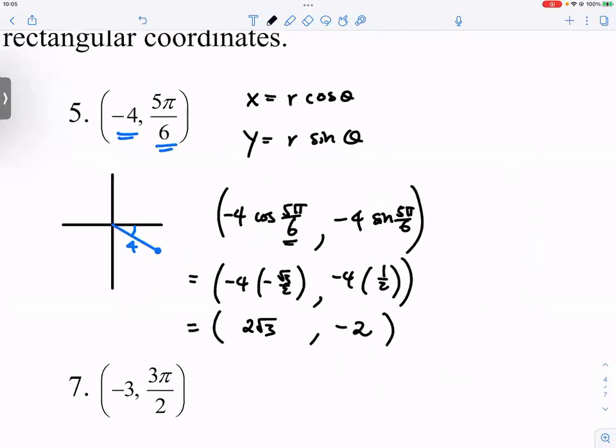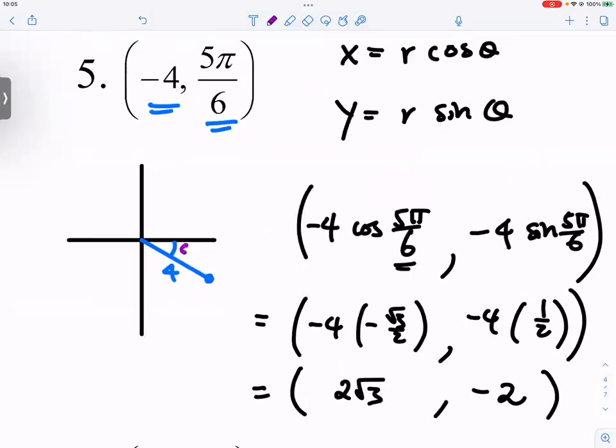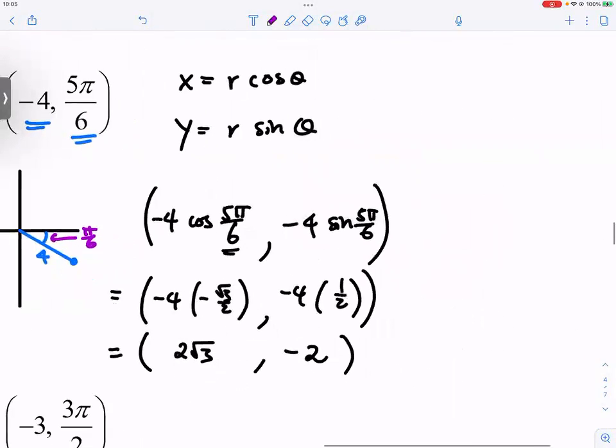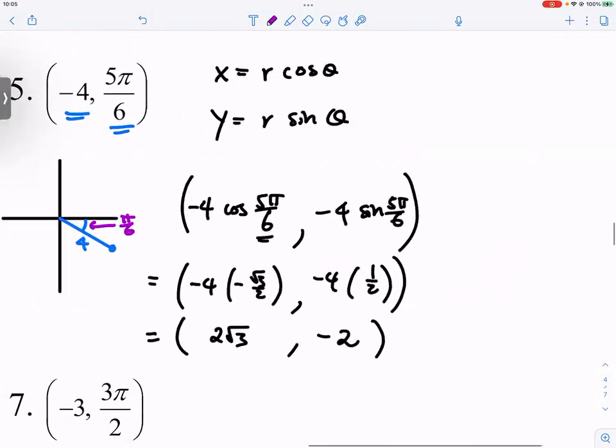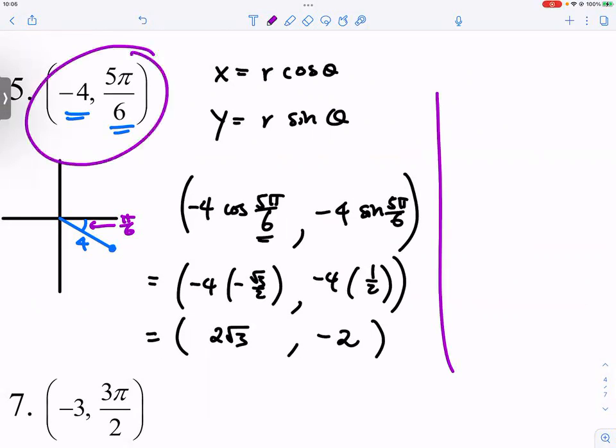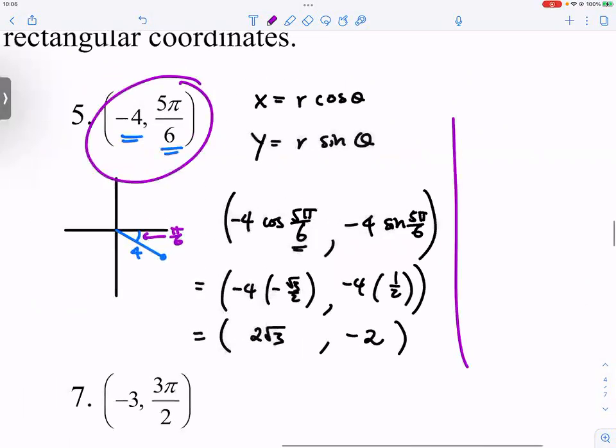Now, the other way that I will show you here is that, well, I know what this angle is. This angle is pi over 6. There are a couple of ways you can do this. You may say, well, I can change this coordinate in another way. I can express this as 4 comma 11 pi over 6. That would be the same point. You may do it that way if that comforts you.